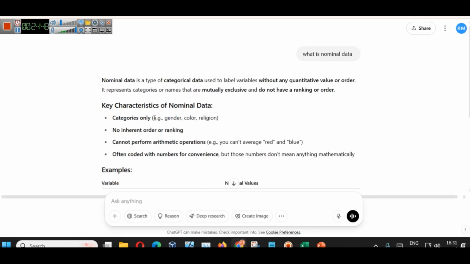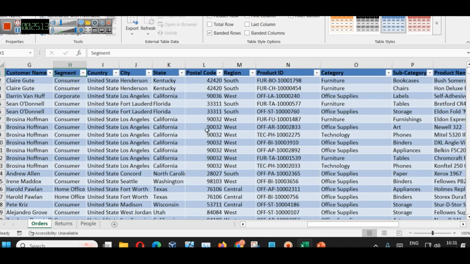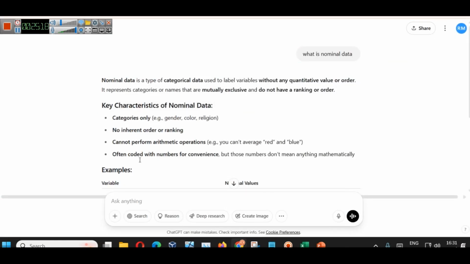So key characteristics are they have categories only. Examples are gender, color, religion, they don't have any inherent order or ranking, right? You cannot perform arithmetic operations. You can't average red and blue, can you? Like, what is the average of red and blue? What is the average of Kentucky and California? We cannot, right? And they are often coded with numbers for convenience, but those numbers don't mean anything.